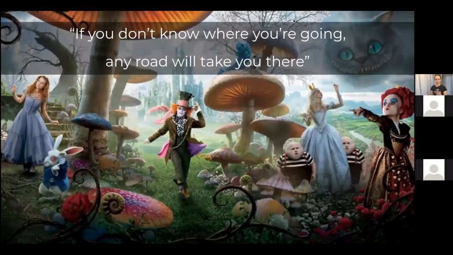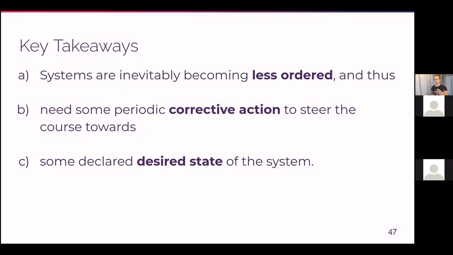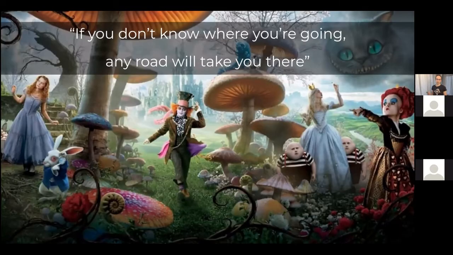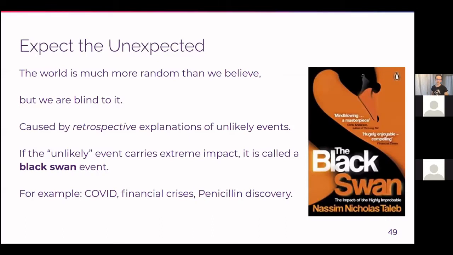An analogy to this is that when Alice comes to Wonderland, she asks the cat where she should go, or what road she should take. The cat counters with, well, where do you want to go? She says, I don't know. And then the cat says this famous quote, that if you don't know where you're going, any road will take you there. So if you don't declare any desired state of where exactly, in what state, the systems should be, then anything you do will be right. Any road, any state will be okay if you haven't defined that this exact state is okay, and none of the others.